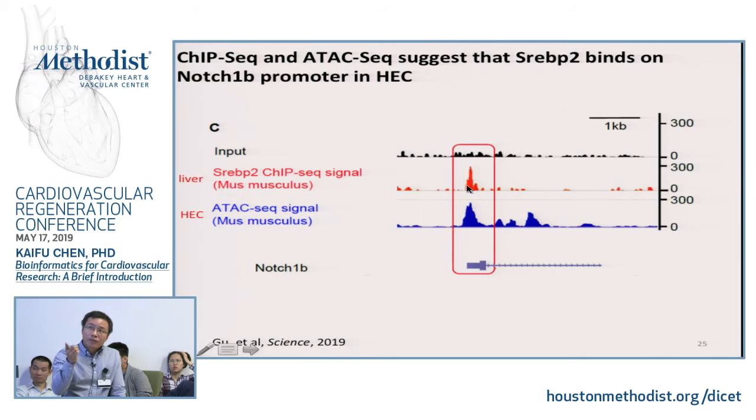Of SRBP2 ChIP-seq, singular, right? Which means it probably binds this promoter in the liver. So then we want to know whether it also binds this promoter in the hemogenic endothelial cells. From the ATAC-seq data, you can say there is an enrichment peak, which means the binding site for SRBP2 has been open, has been accessible to transcription factors. So this is a good sign.